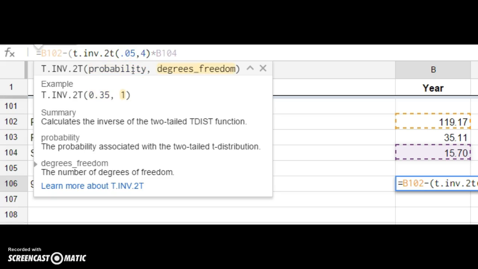My degrees of freedom is 4. So this is 1 less than my sample size. And we'll talk more about that also. I don't want to get too much into the degrees of freedom, but it's basically saying how close I'm getting to that standard normal.